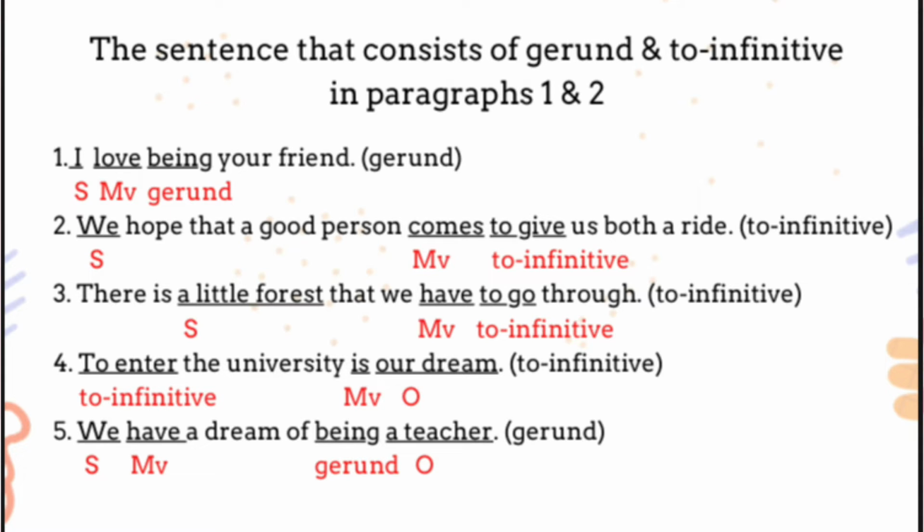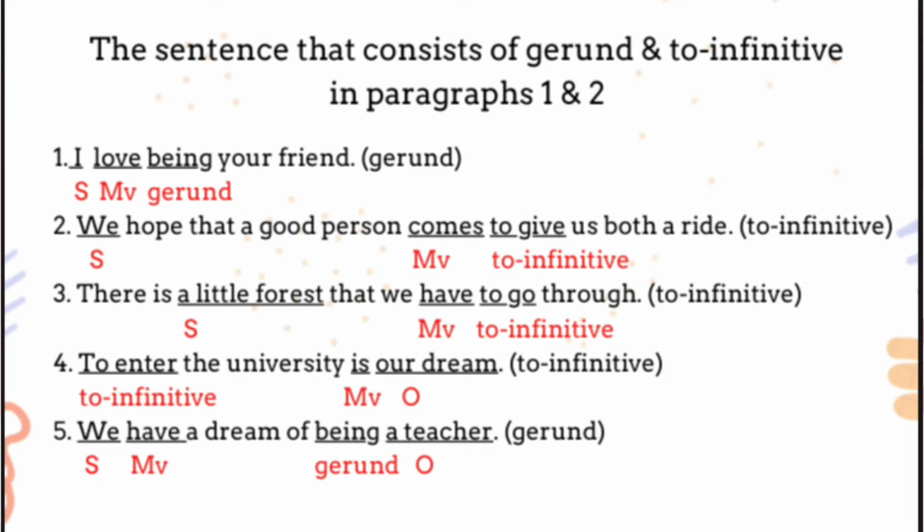Next, the fourth sentence, to enter the university is our dream. The sentence consists of to infinitive. The to infinitive in the sentence is to enter, and the main verb in the sentence is, and the object of the sentence is our dream.